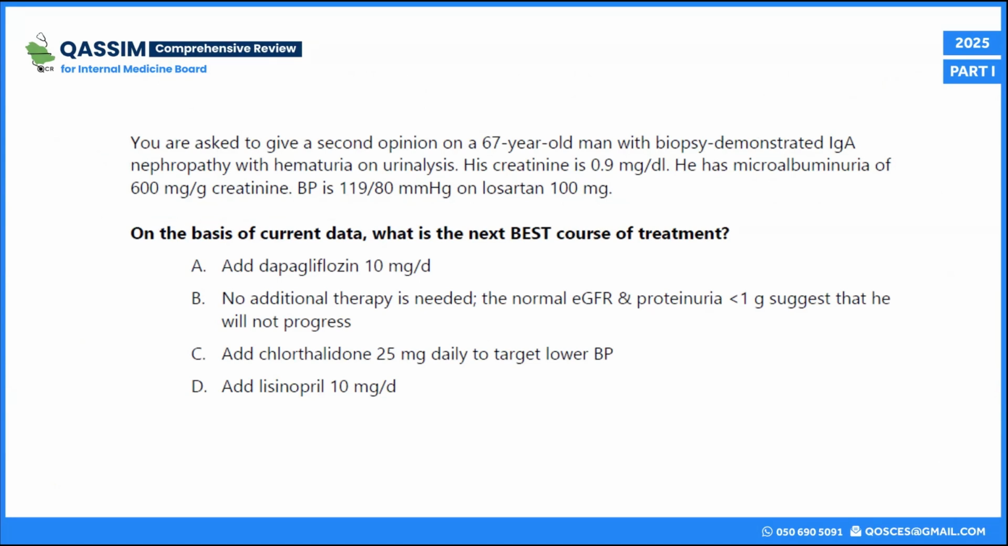So this patient was diagnosed with IgA nephropathy and started losartan 100. Proteinuria is 600 milligram now. So what do you think is the best step? A, we will add dapagliflozin, which is SGLT2, or we'll do nothing for this patient, or we'll add diuretics, or lisinopril.